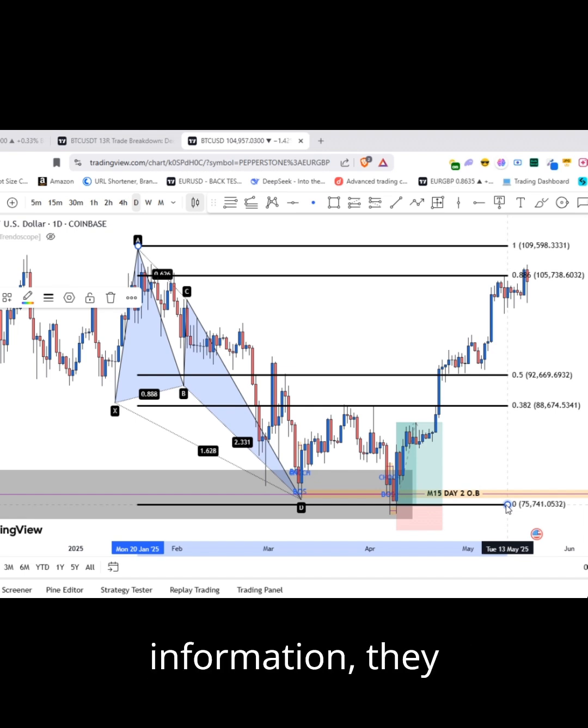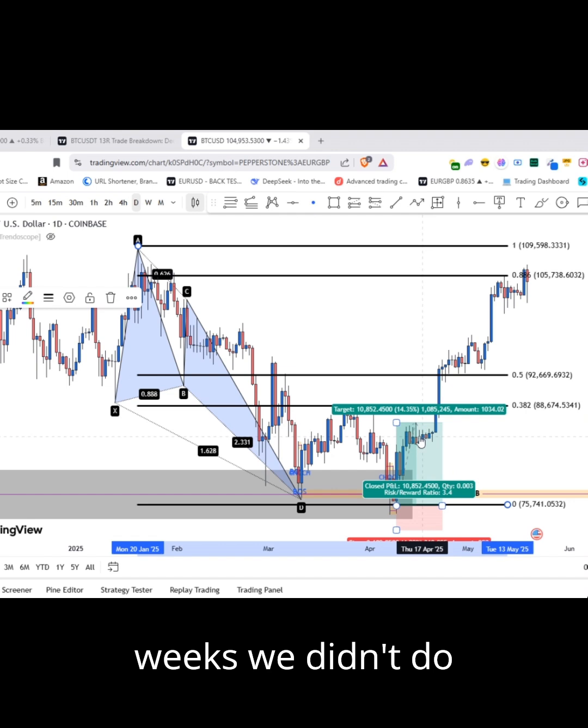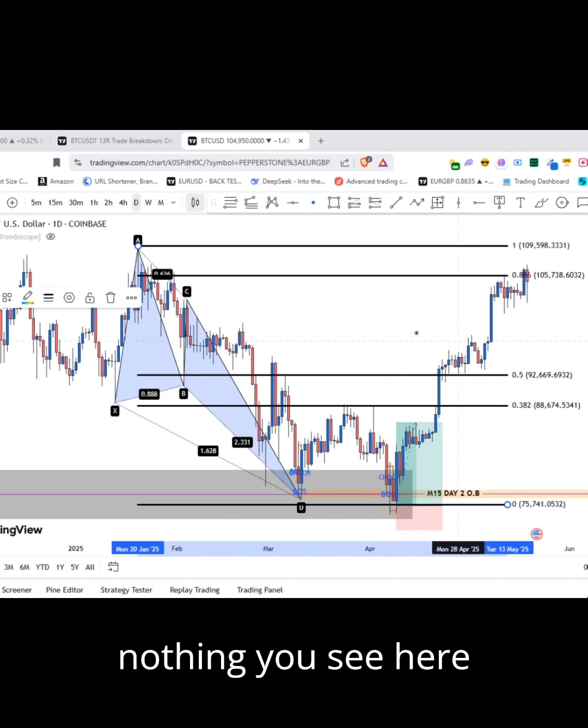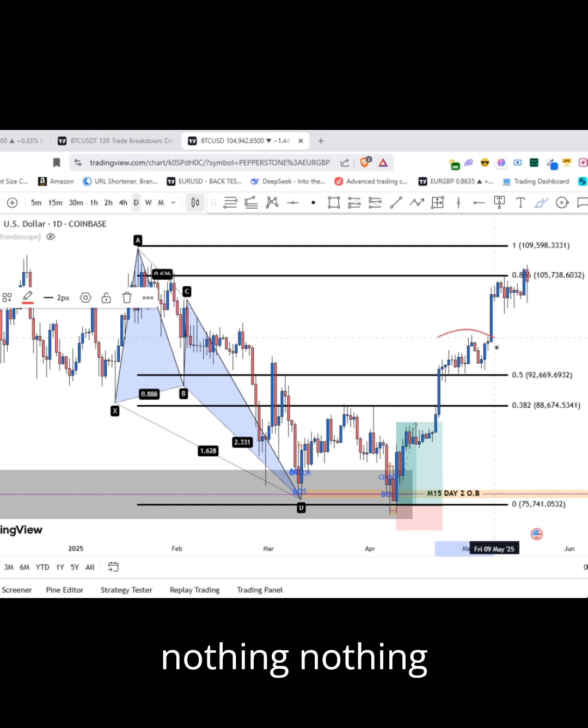They have access to information, tools, models, software, so many things that you don't have access to. So you need to equip yourself with knowledge so that you can be profitable in this market. The two things you need are knowledge and patience, because there were so many weeks we didn't do anything on BTC. It was consolidating, nothing. You see here, for 2 weeks, nothing.